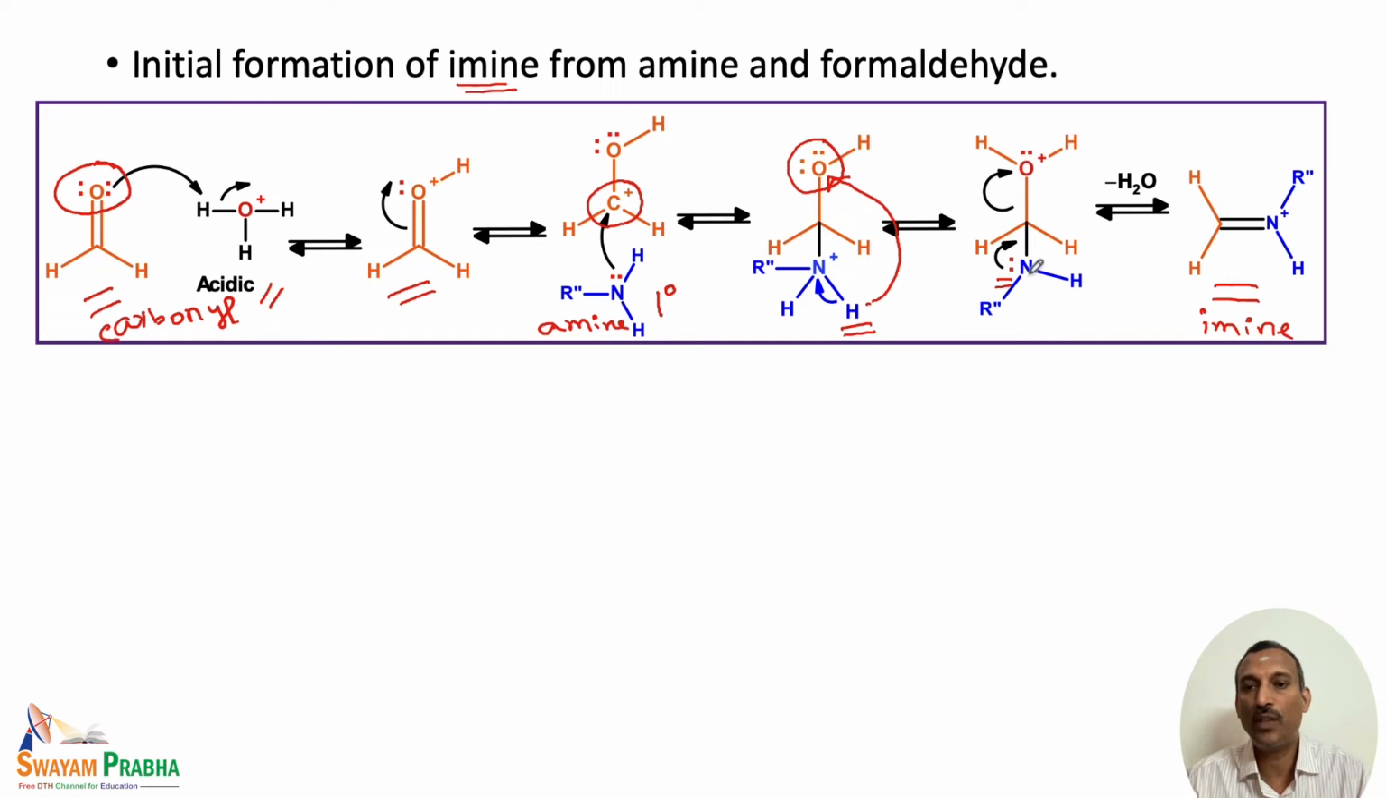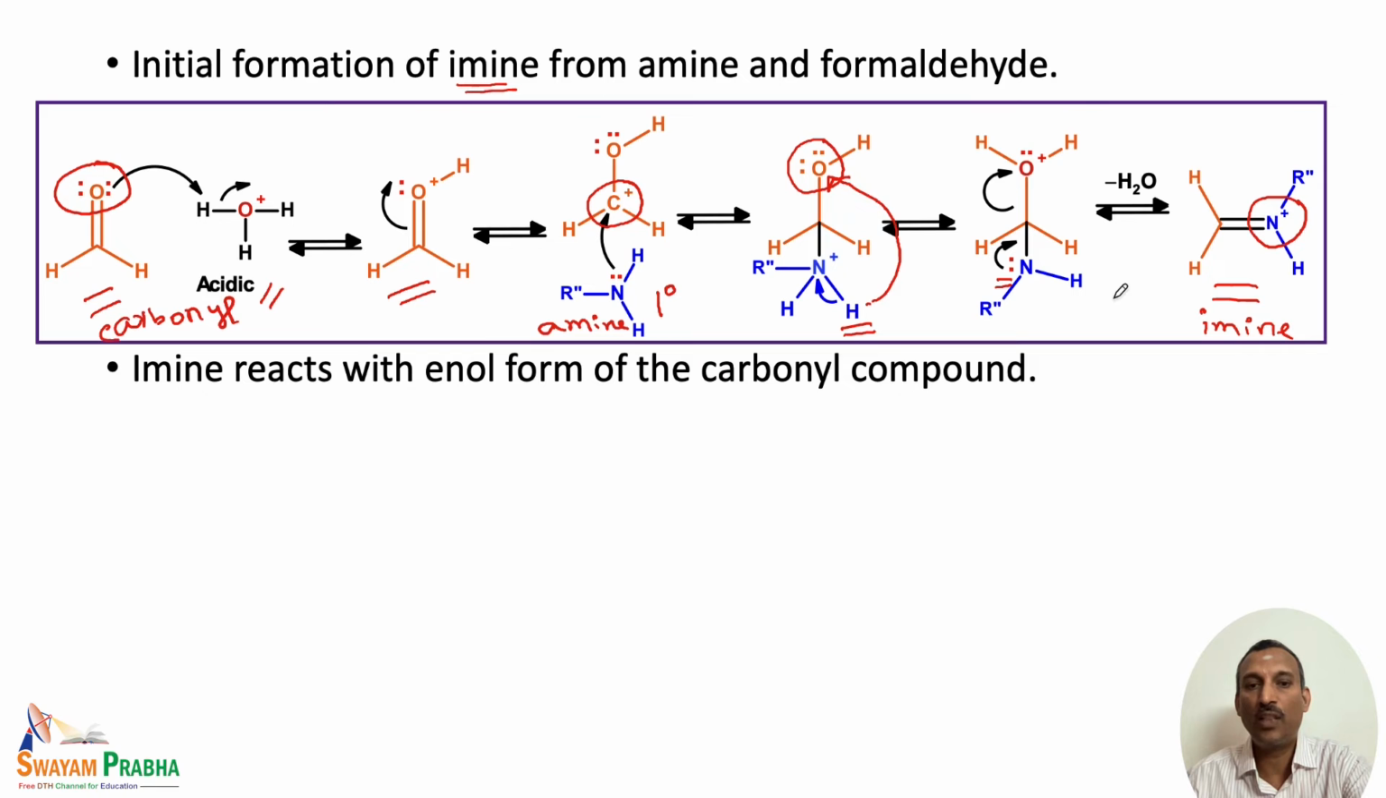So, once it abstracts this particular hydrogen atom, it becomes H2O plus, which is a very good leaving group compared to an OH group. That is the reason the water molecule is lost very readily, which leads to the formation of the iminium intermediate. Here nitrogen has the positive charge. This is one of the important intermediates that is formed when an aldehyde reacts with primary amines.